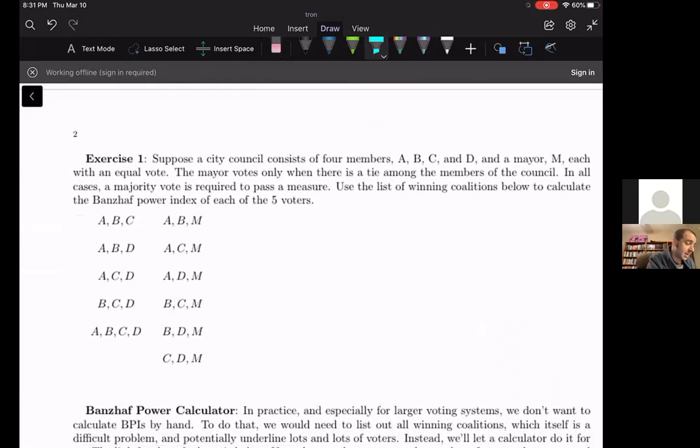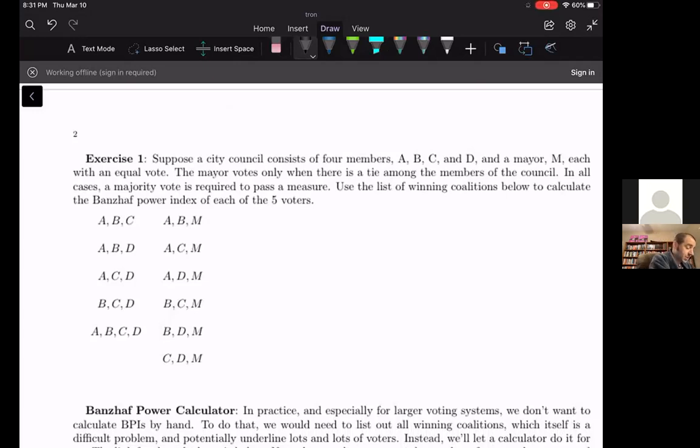So suppose a city council has 4 members, A, B, C, D, plus a mayor, M, and they all have an equal vote. The mayor, however, only votes when there's a tie among the members of the council. So if there's a 2-2 split, the mayor votes. No matter what, a majority vote is required to pass something. So I've listed here all winning coalitions. Let's see who's individually necessary.